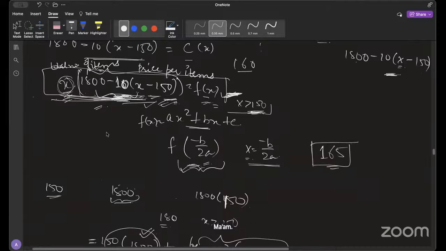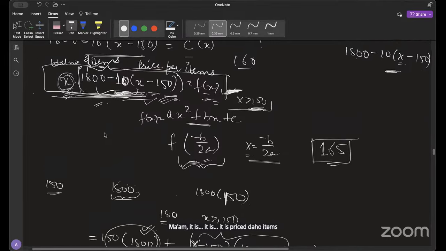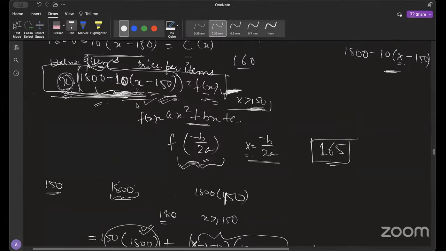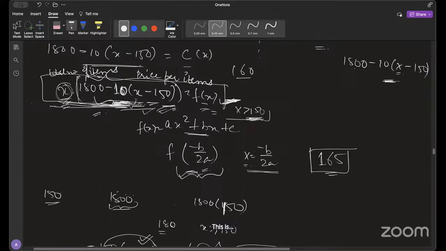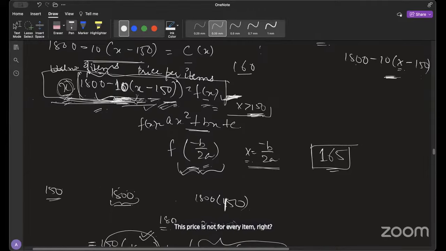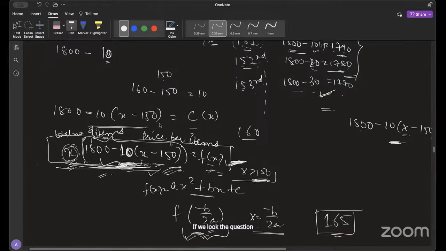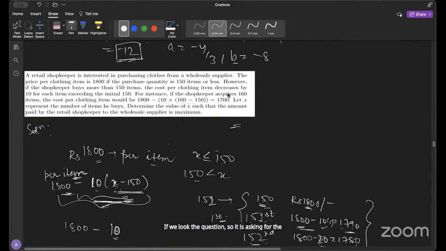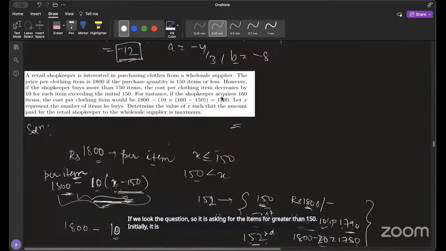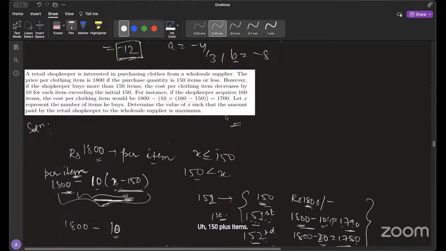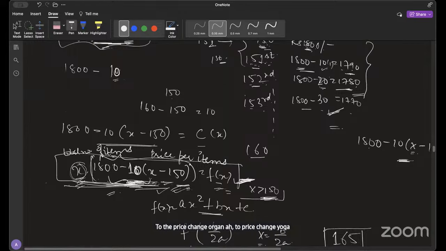Ma'am, it is a price, so we have to multiply it by the items. 1800 minus 10x minus 150 is a price, and x is the items, so where will the item change? But this price is not for every item, right? The question states x greater than 150. If we look at the question, it is asking for items greater than 150. Initially, up to 150, it is okay: 1800 multiplied by x. But after 150, the price will change, though the items change only slightly.